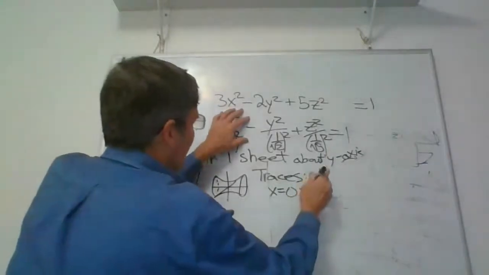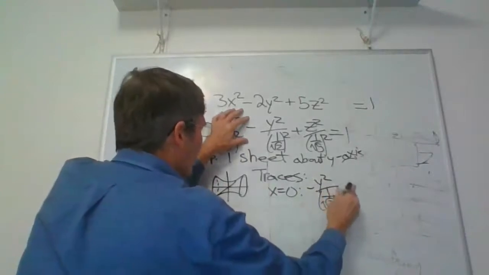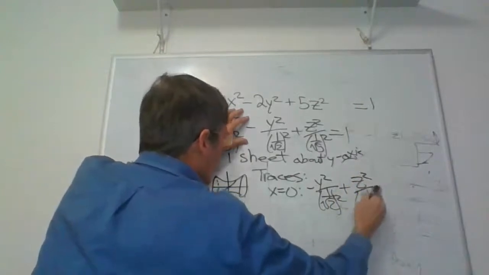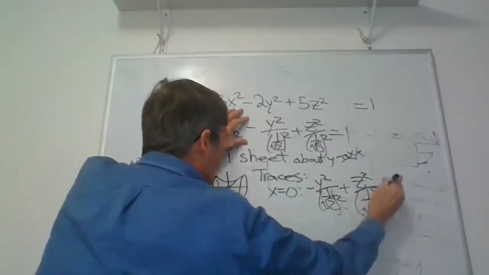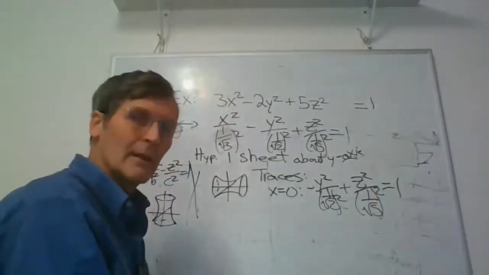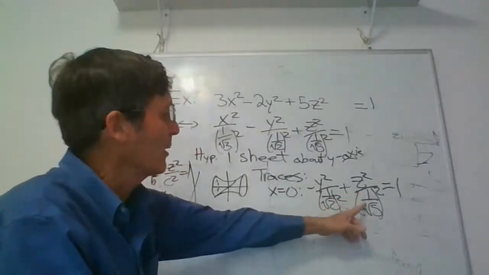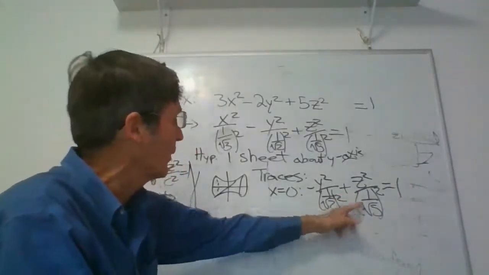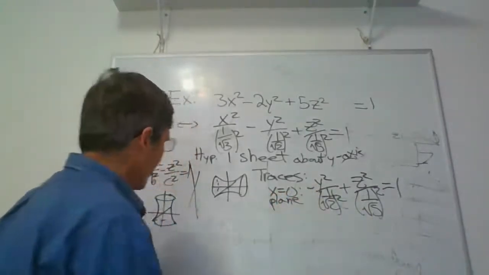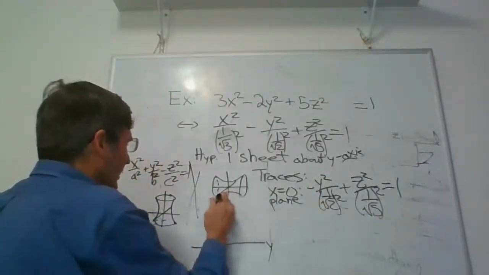And suppose I do, for instance, the x equals 0 trace. What do I get? If I put x equals 0, then it becomes minus y squared over (1 over square root 2) squared plus z squared over (1 over square root 5) squared equals 1. What is that? I recognize immediately from last lecture, if I've done the homework, that that's a hyperbola. This is the standard equation for a hyperbola within the x equals 0 plane.